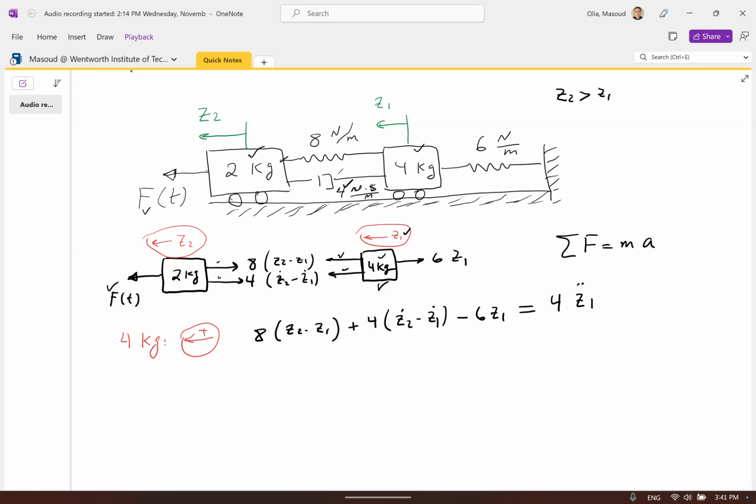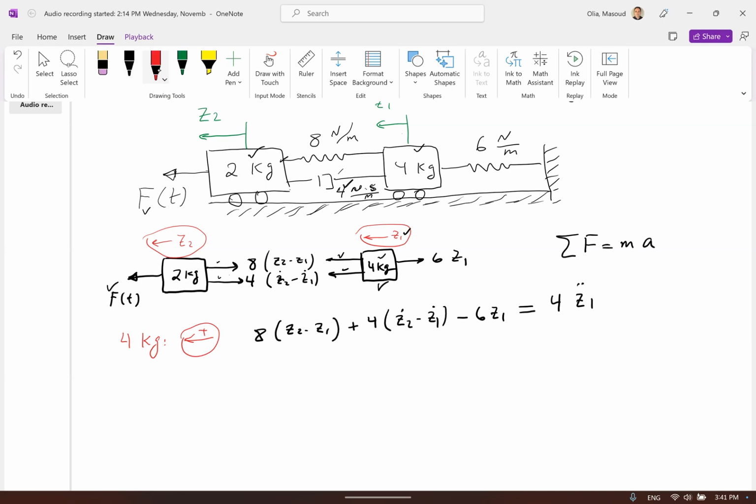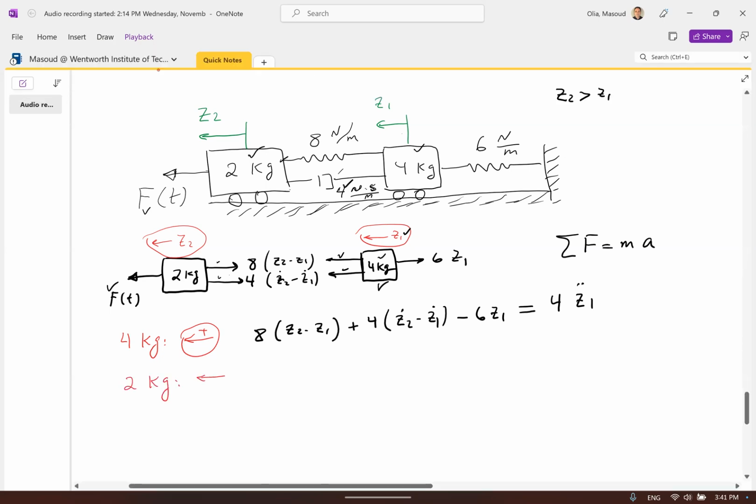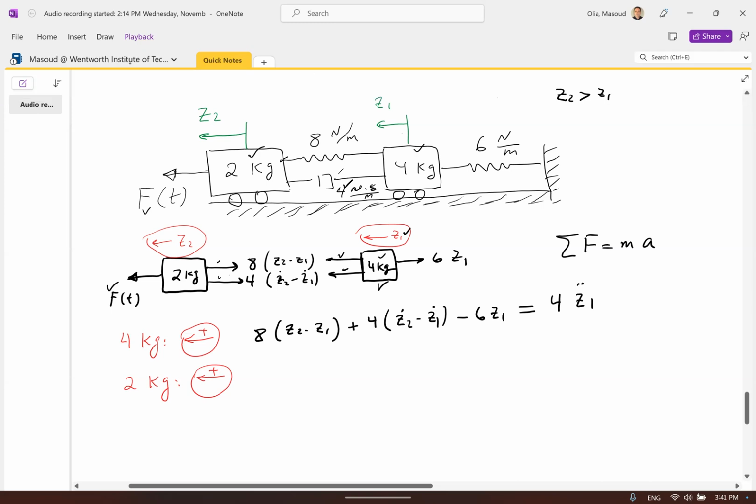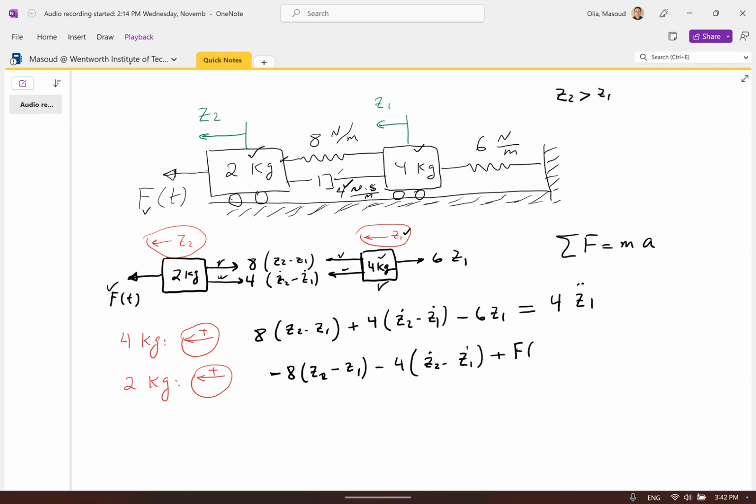So let me come up with the differential equation for the 2 kilogram mass. Again, this direction we take as positive. What are we going to have? We see two forces going in the negative direction: minus 8(Z1 minus Z2) minus 4(Z dot 2 minus Z dot 1). And then, of course, f of t is going to be positive. We'll see how we handle that within the simulation. And that's equal to mass, which is 2 kilograms, times acceleration, which is Z double dot 2.